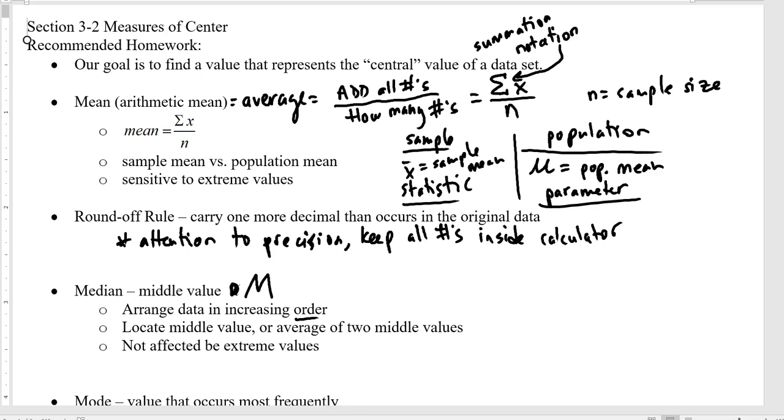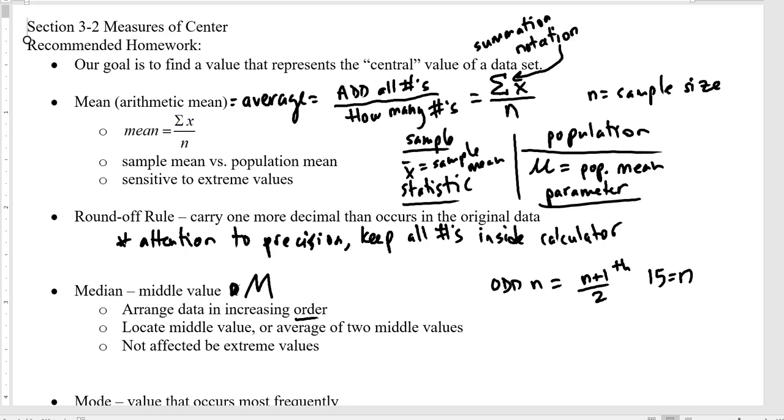So there's a couple ways of doing this. If there's an odd n, if there's an odd sample size, then to get that middle number, you can just do n plus 1 over 2. And that number will be the middle number. For instance, if there were 15 numbers, what number would be in the middle?